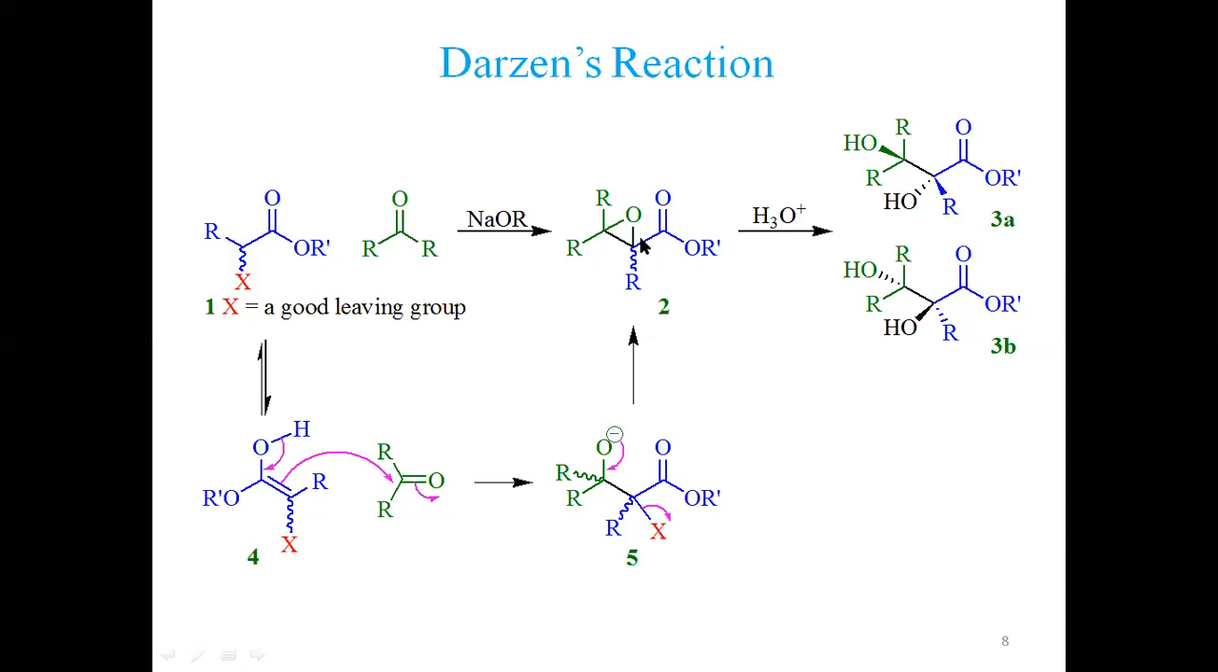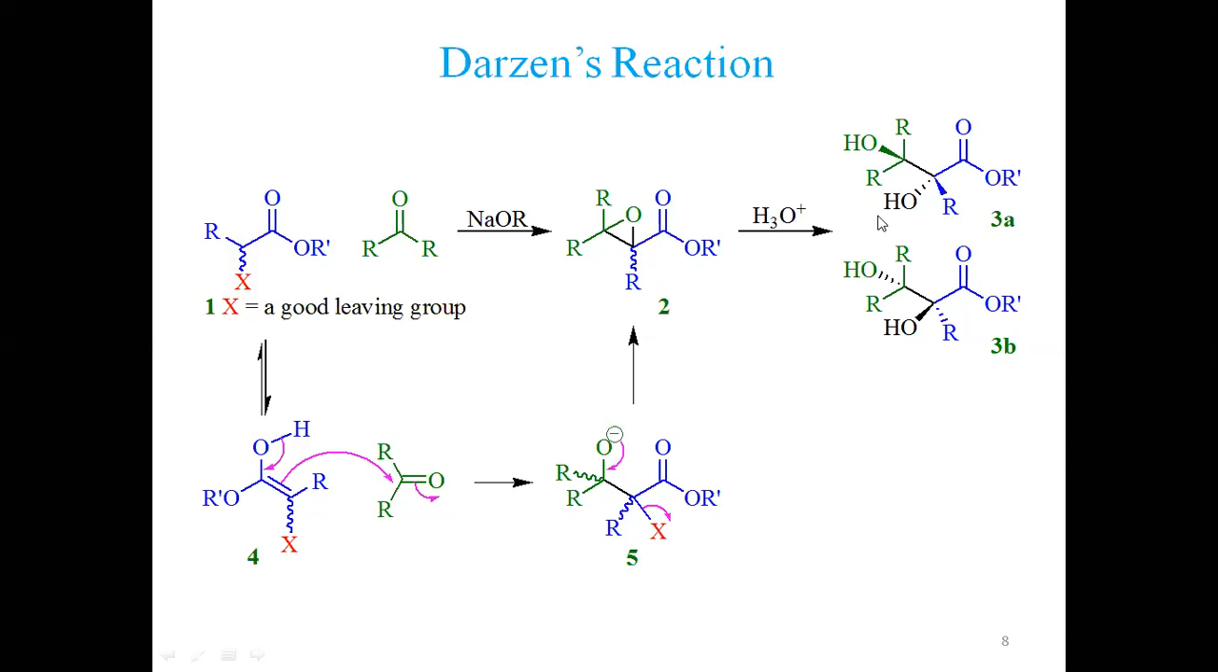olefin with MCPBA gives an epoxy group. This epoxy group is first protonated. Then a water molecule can approach from this side, or from that side. There are two possibilities. It shall generate both hydroxyls opposite to each other. If this hydroxyl is above the plane, this hydroxyl shall be behind the plane. And in the other case, if this hydroxyl is behind the plane, this hydroxyl shall be above the plane. These are the two variations.